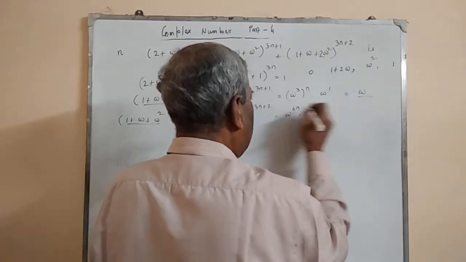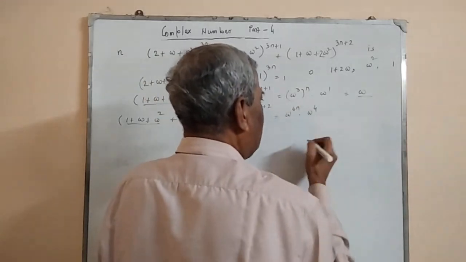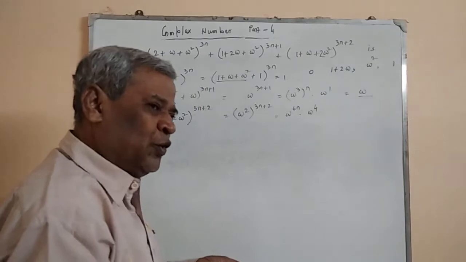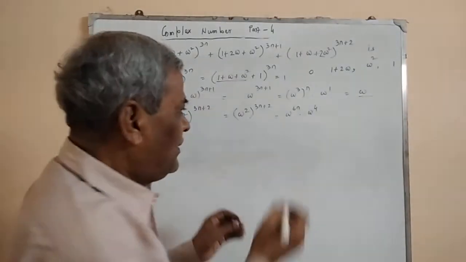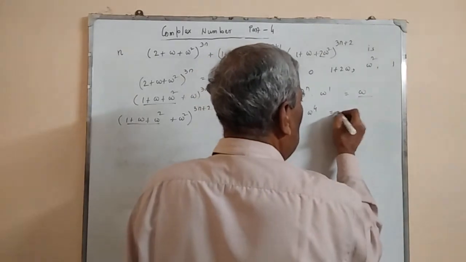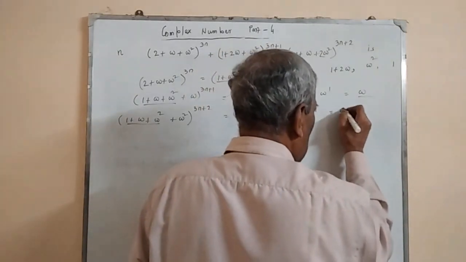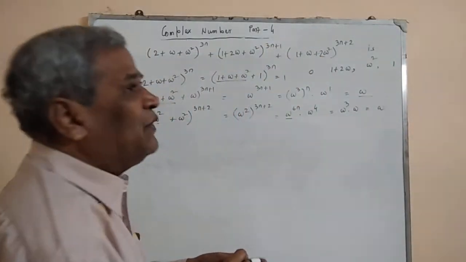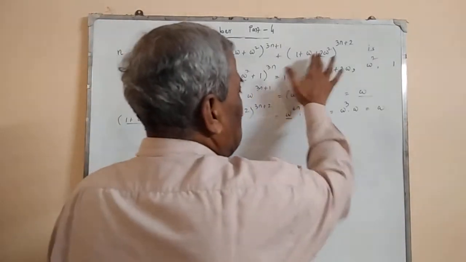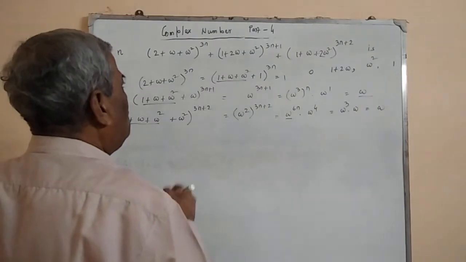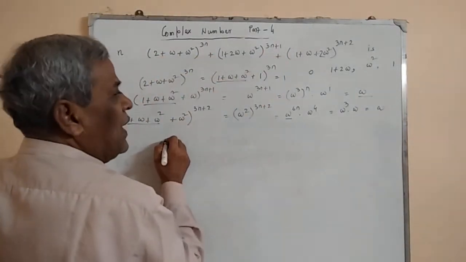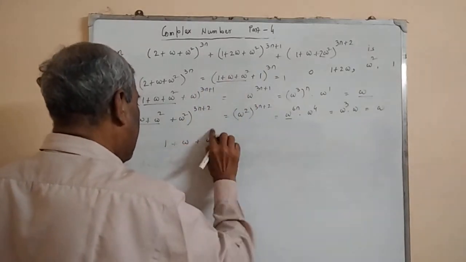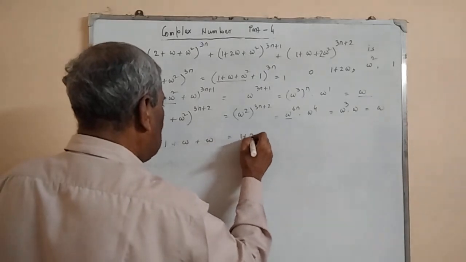into omega square to the power 2. Now omega to the power 6n means omega cube whole to the power 2n. Omega cube is 1, so it is once again 1. So omega to the power 4. It is omega cube into omega, which is equal to omega. So the last expression is again omega. Therefore, the simplest value of that is 1. This is omega. This is omega square. Omega. It is equal to 1 plus 2 omega.